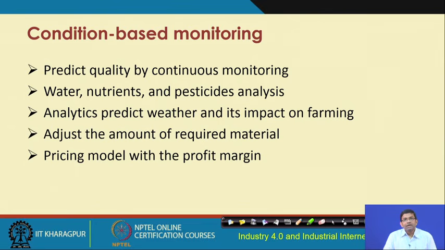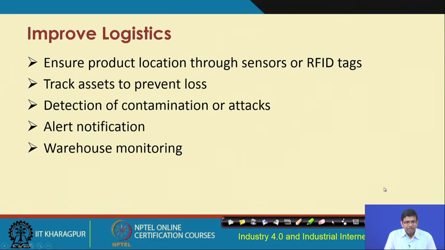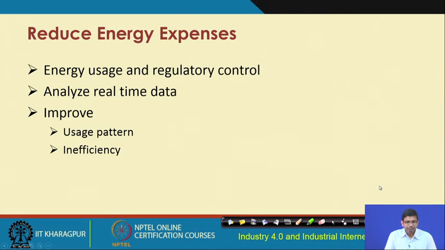Analytics predicting weather and their impact on farming and adjusting the amount of required material, pricing models with profit margin, these are the different attributes of condition based monitoring which are going to be implemented through the integration of IoT solutions. Improving logistics, ensuring product location through sensors or RFID tags, tracking of assets to prevent loss, detection of contamination or attacks, alert notification, warehouse monitoring are the different things that can help improve the logistics.